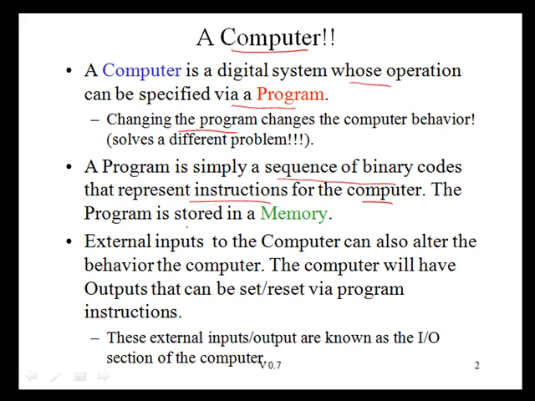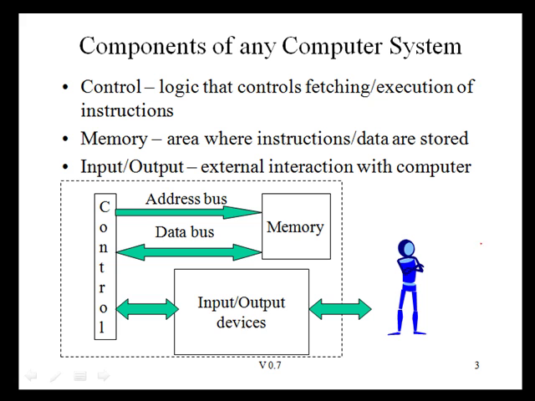These binary codes are stored in a place that is called the memory of the computer. Every computer will also have external inputs that can be used to alter the behavior of the computer. These external inputs and outputs are known as the I/O section of the computer. Every computer has at least three principal sections. One is control. Control is digital logic that will be used to fetch and execute the computer's instructions. These instructions will be contained in the memory of the computer. Every computer also needs some way of interacting with the external world, and this will be through input and output lines or devices.